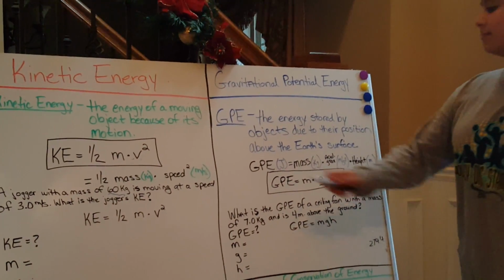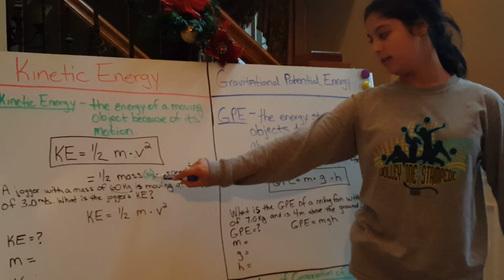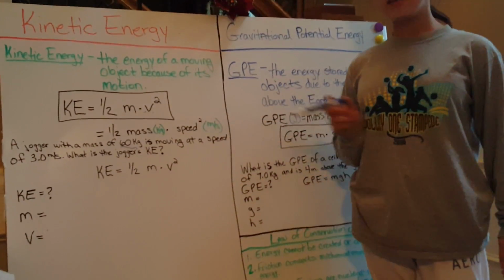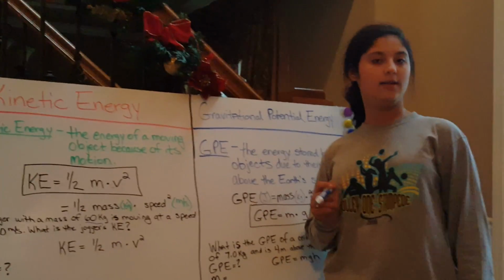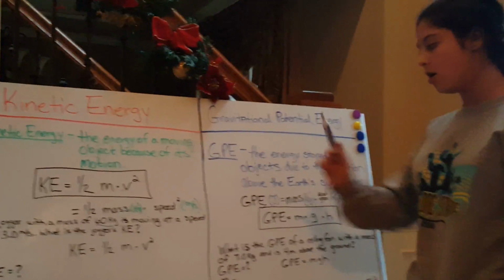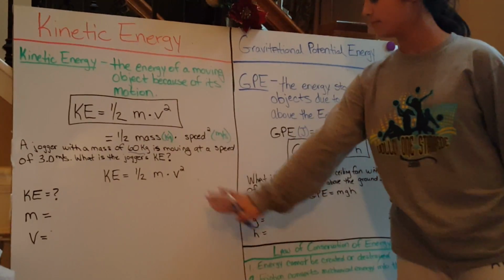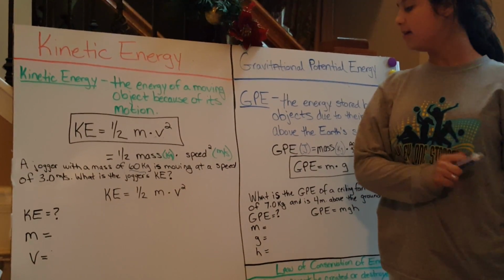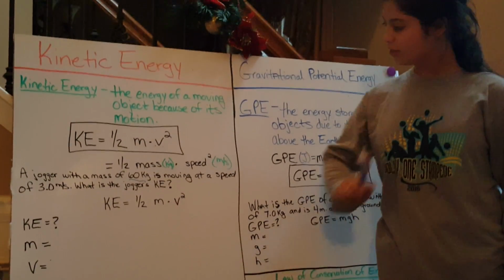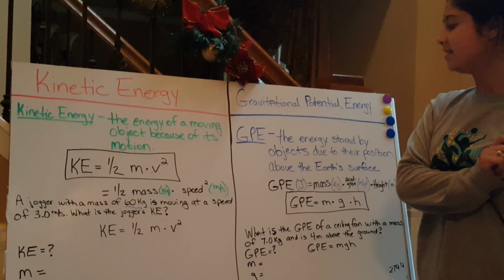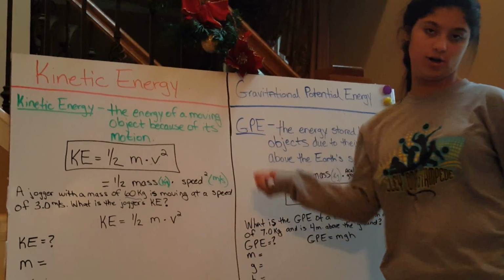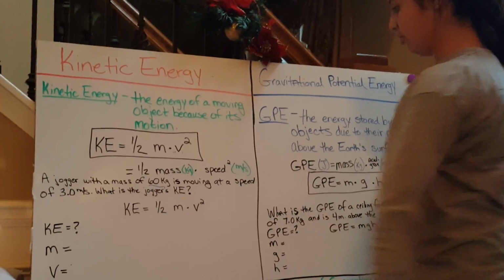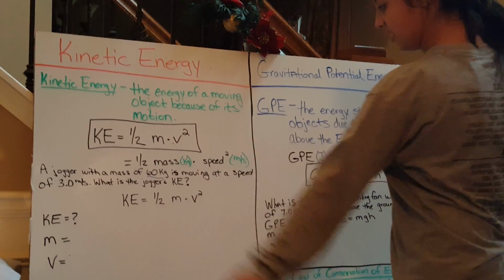Mass is measured in kilograms, and your speed is measured in meters per second squared. Now, on to our little word problem. A jogger who has a mass of 60 kilograms is moving at a speed of 3 meters per second. What is the jogger's KE, which is your kinetic energy? So, we do not know our kinetic energy. We have already written our equation down here.